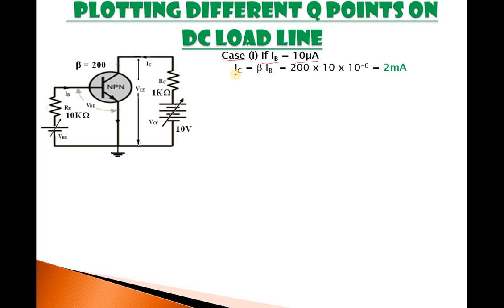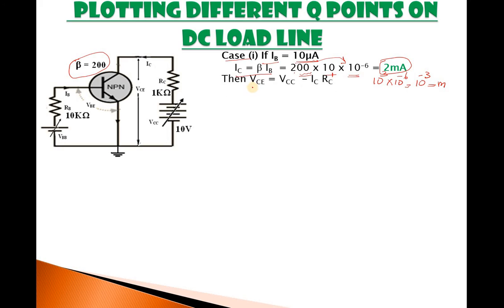You know very well IC is beta IB. In the problem, it is mentioned beta is 200 and IB is given as 10 micro. If I substitute 200 into 10, micro is 10 raised to minus 6. Now, 200 is 2 times 10 raised to 2, so with 10 raised to minus 6, it becomes 2 times 10 raised to minus 4. That is nothing but milli. So 2 milli is the answer for IC.